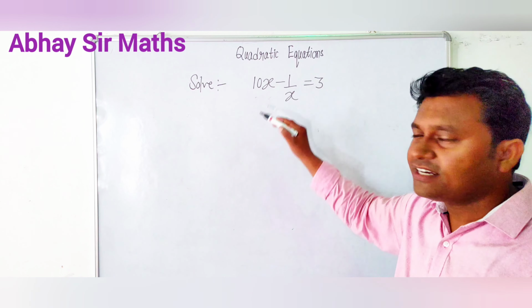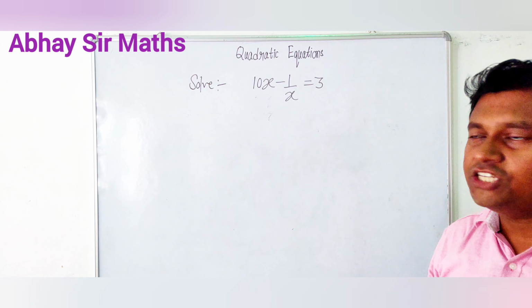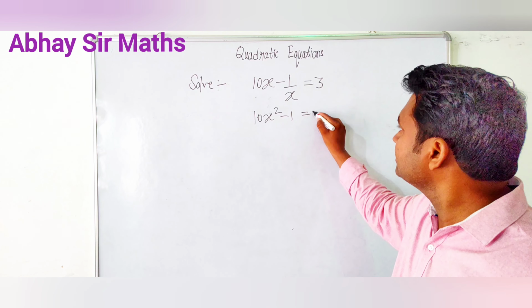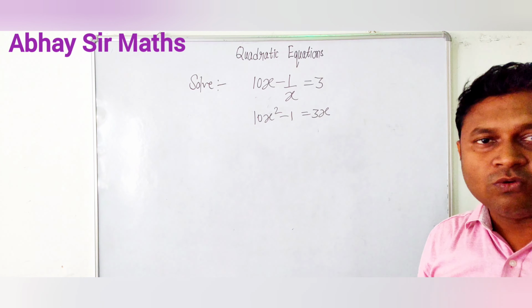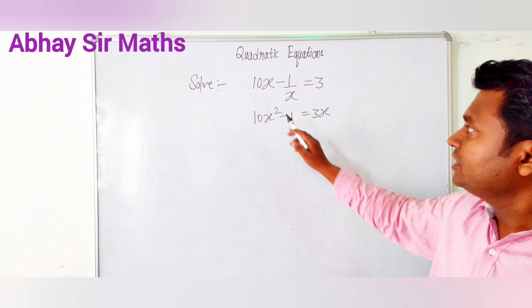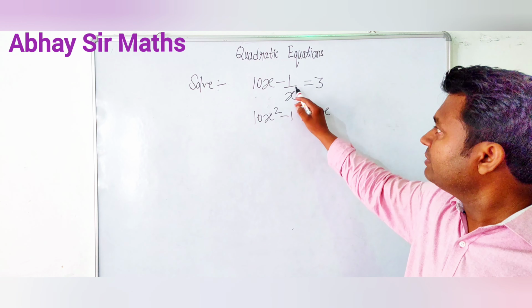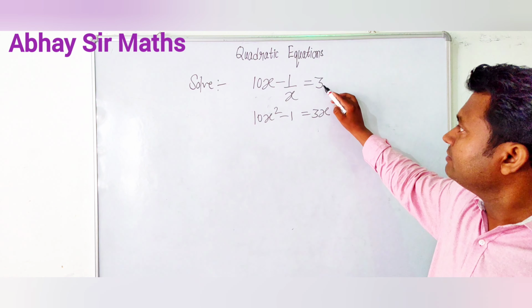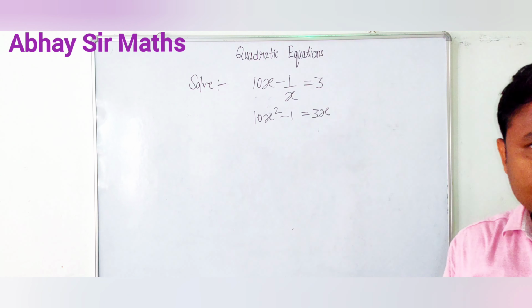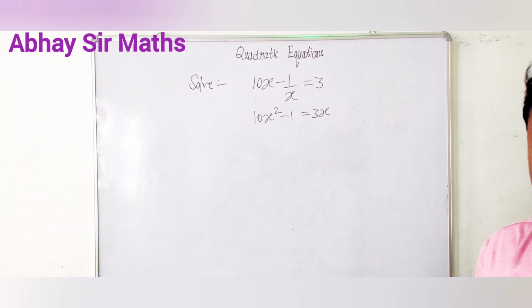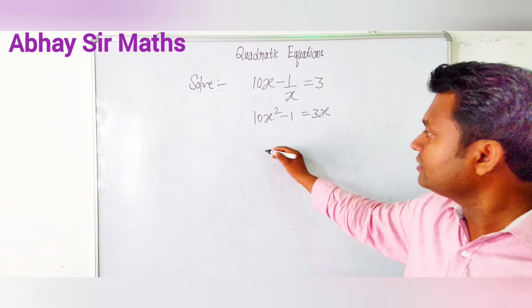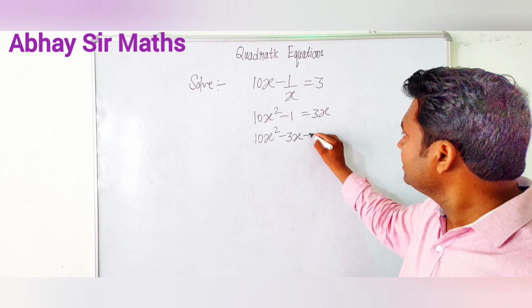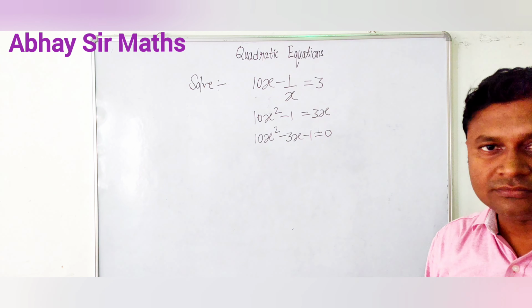Now what is in the denominator? x. So multiply by x in each term. So we are having 10x square minus 1 is equal to 3x. What we did, we multiplied by x in this term, we got this. We multiplied by x here, x and x cancelled, so minus 1 is left. And again we multiplied into 3 and we got 3x. Now convert it into quadratic equation standard form. Take this 3x on the other side. We have 10x square minus 3x minus 1 equal to 0.